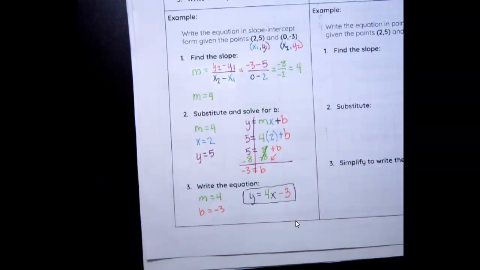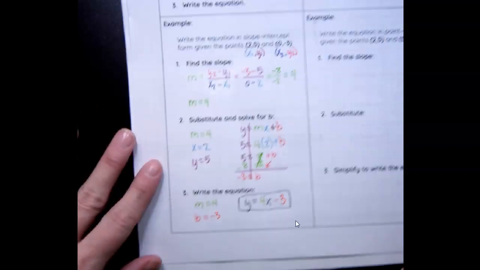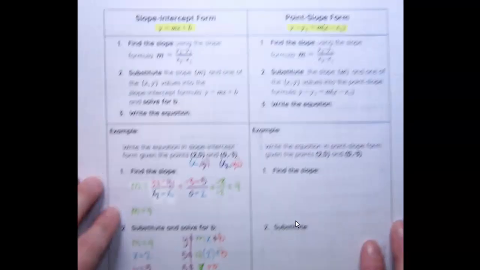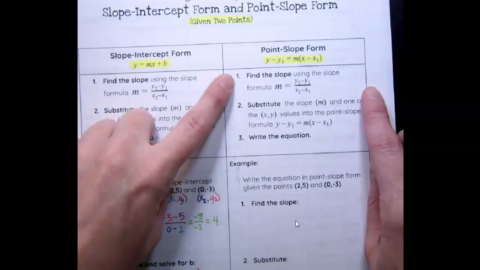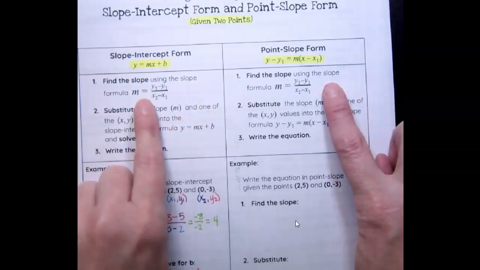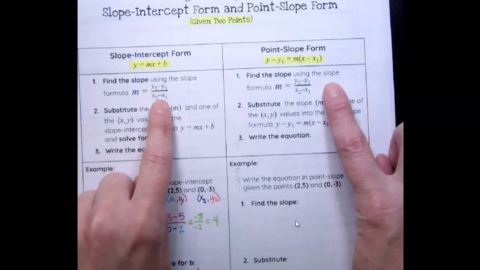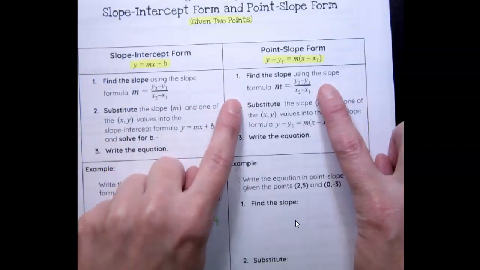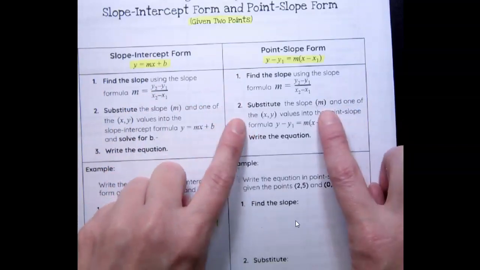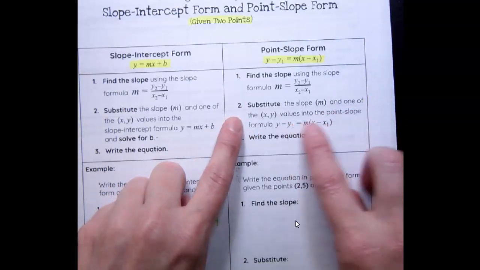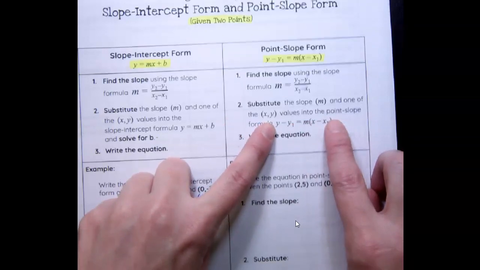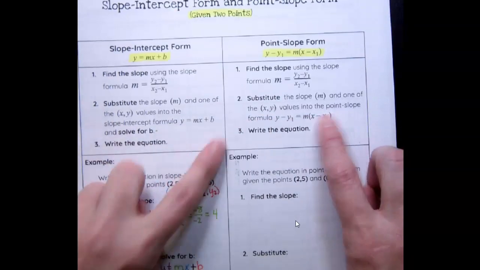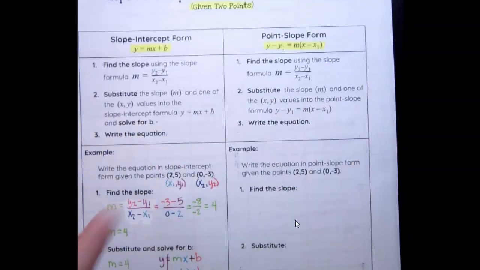All right, so let's go ahead and look at the point-slope form. When we're going through the steps, first, we find the slope, which we already did with this other equation, so you guys should know how to find the slope by now. And then you substitute the slope in and also one of the xy values into the point-slope formula this time. Make sure you're using the right formula because we're switching here. And then after you do that, you write the equation.